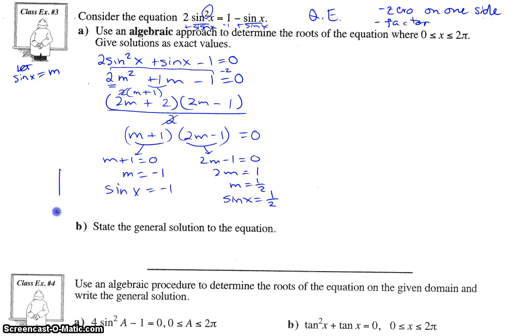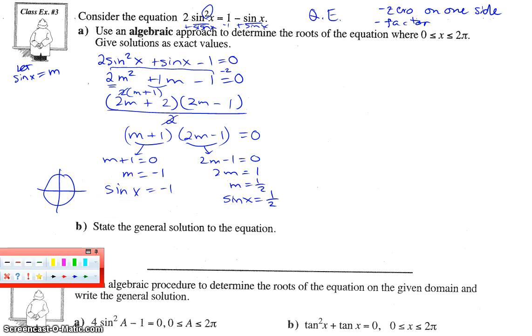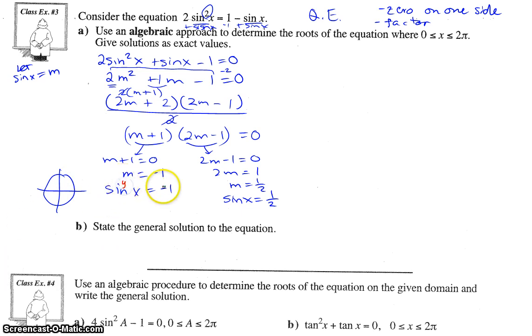Okay, we are going to go to the unit circle now. So we want to find where sine, which is y, I'll do this in red, y is -1, which would be down here. So that means our solution would be x equals, check your domain, we're between 0 and 2 pi, so we would call that 3 pi over 2.